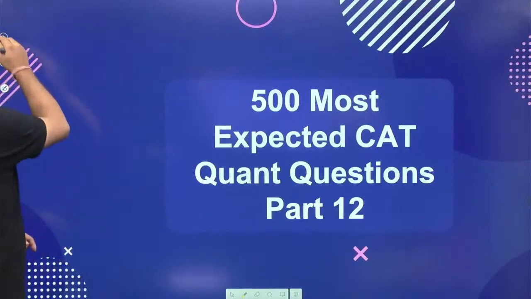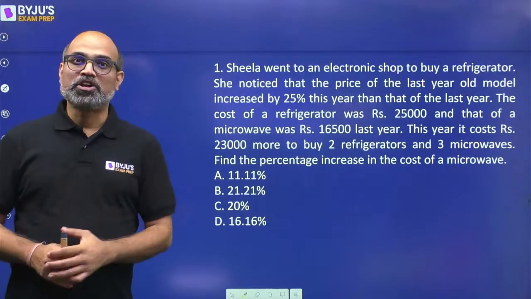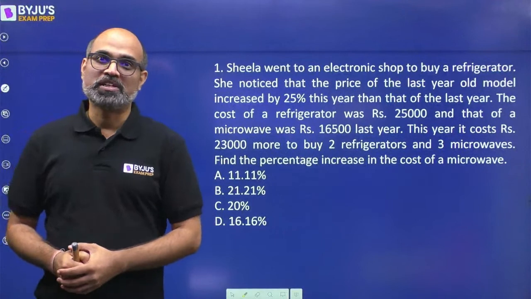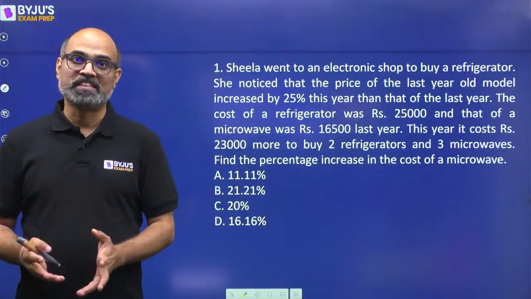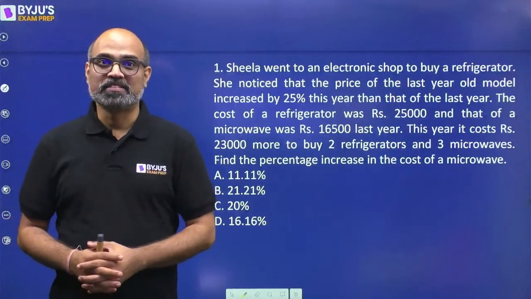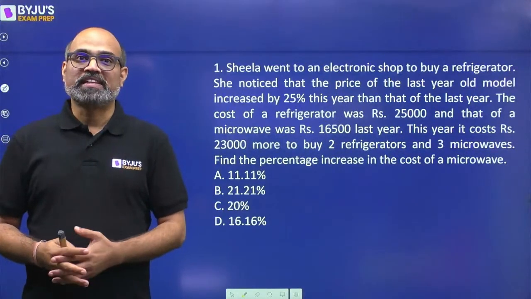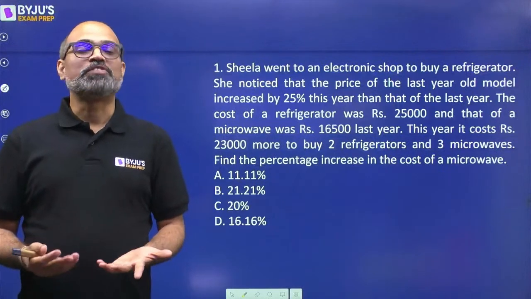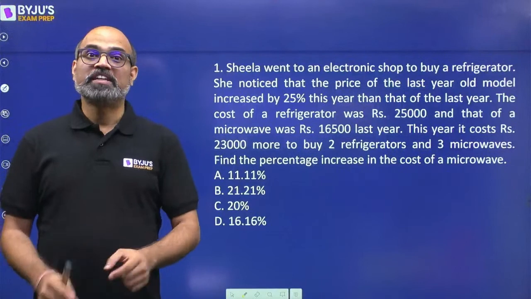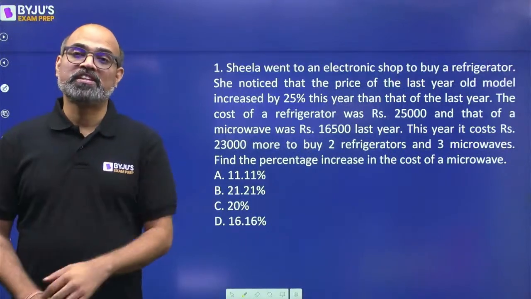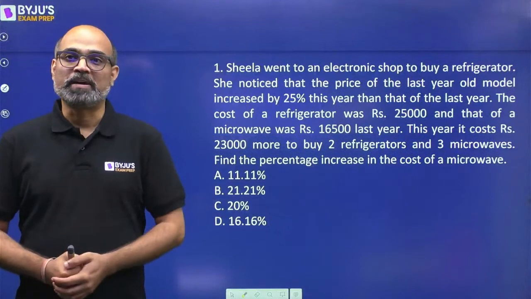So, let's begin with our first question for today. Sheila went to an electronics shop to buy a refrigerator. She noticed that the price of the last year old model increased by 25% this year. The cost of a refrigerator was rupees 25,000 and that of a microwave was rupees 16,500 last year. This year it cost rupees 23,000 more to buy 2 refrigerators and 3 microwaves. Find the percentage increase in the cost of a microwave.